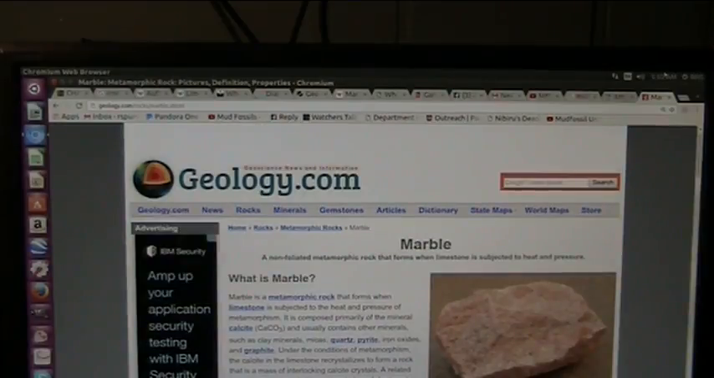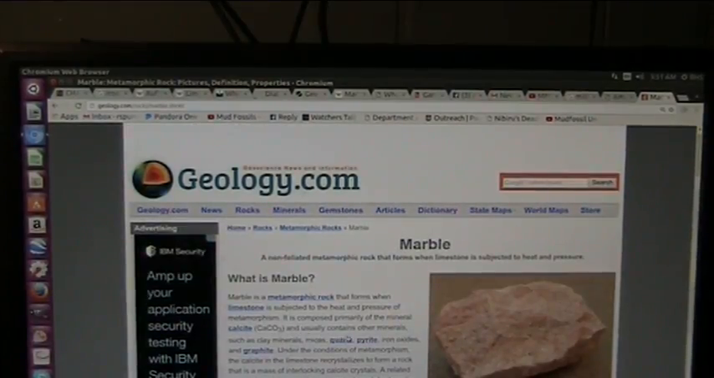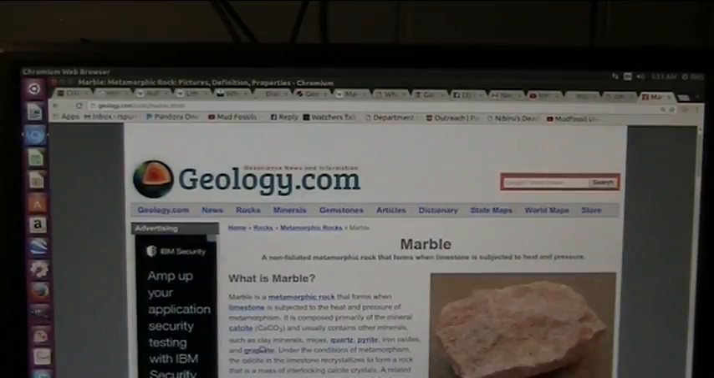Now, they claim it's a metamorphic rock and it's limestone and it's subject to heat and pressure and metamorphism, and it is composed primarily of the mineral calcite, CaCO3, which is exactly what minerals in a body are. They're CaCO3. And that is your tendinous materials and your connective tissues, bones and so forth, calcium. Now, it usually contains other minerals, which is clay. Clay is skin and flesh.